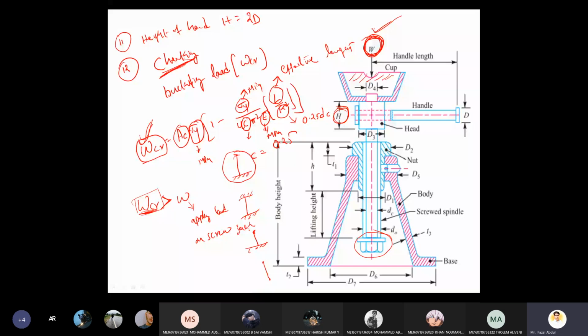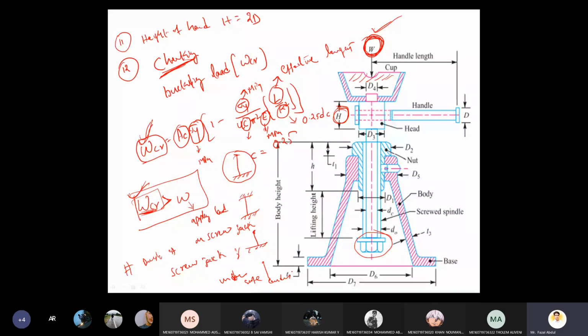Okay. So this condition you need to satisfy. Then only, whatever the previous parameters, number 1 to 2, number 11, whatever the parameters we calculated, all are under safe condition. That condition you need to write. Hence it is satisfied. So the design of screw jack is under safe condition. Under safe condition is everything you need to write about.